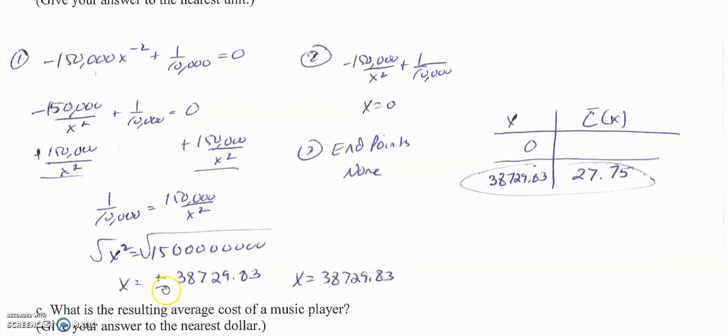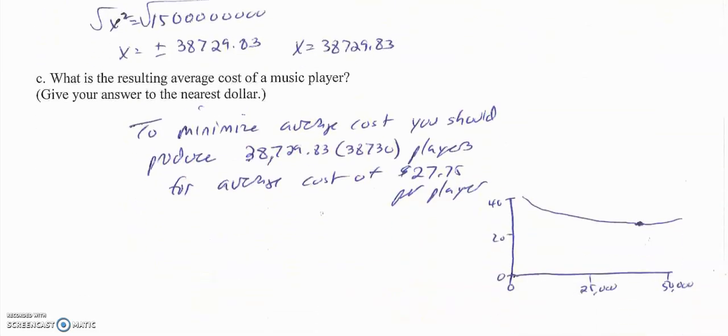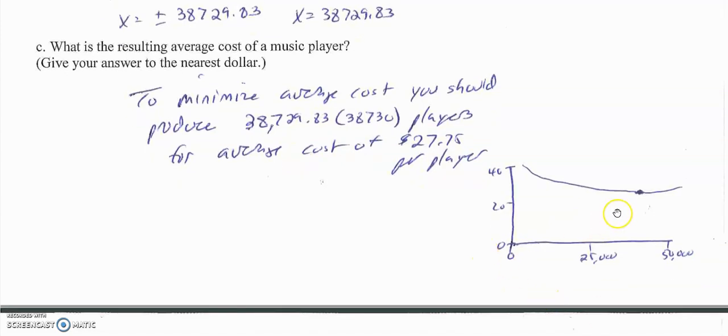So we have x equals plus or minus 38,729.83. But remember, the domain says that we can't deal with a negative number of players, so the only answer that makes sense is 38,729.83. Plug that into the original, and we get an average cost of 27.75. So to explain that, to minimize average cost, you should produce 38,730 players for an average cost of $27.75 per player, and you can actually make a graph of this to verify that answer.